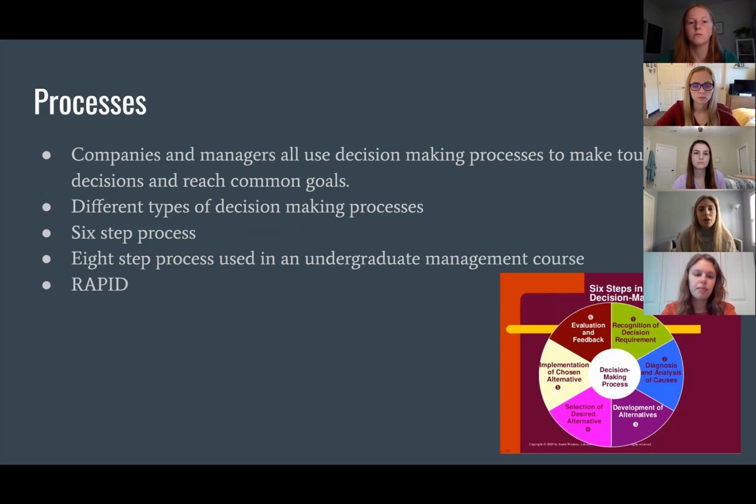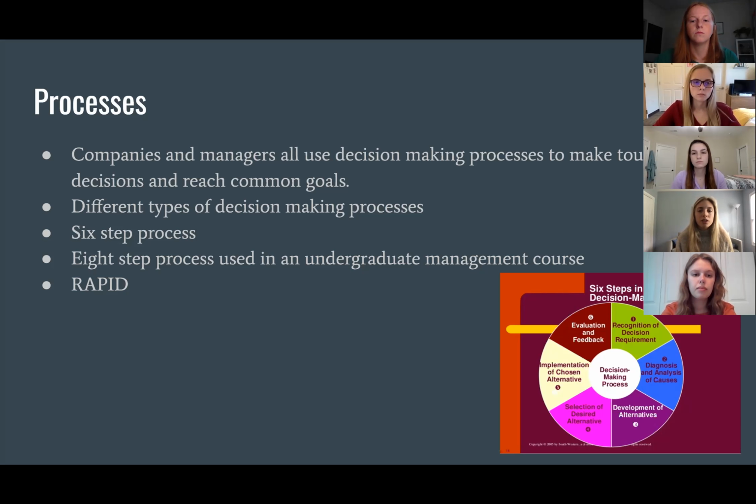All managers and companies use decision-making processes to make decisions and to reach goals. There are different approaches to the process, but having one will help to ensure that the company succeeds. Our textbook uses a 6-step process of decision-making that is a general guide of what managers should use. A case study found during our research in an undergraduate management course uses an 8-step process that expands on the 6-step process. The steps in this study include defining the problem, identifying decision-making criteria, weighting and prioritizing decision-making criteria, generating alternatives, analyzing alternatives, selecting preferred alternatives, implementing and evaluating.